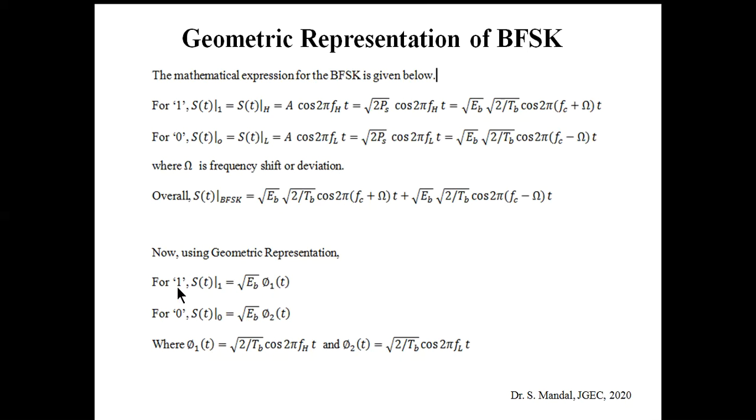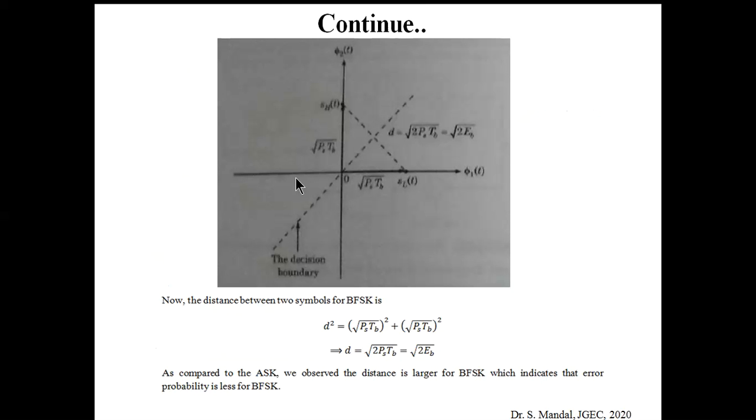And you can see that for 1, the corresponding energy is root over Eb, and for 0, the corresponding energy is also root over Eb, but it is with respect to phi 2t, whereas for 1 it is with respect to phi 1t. So in phi 1t, the first point for symbol 1 is at root over Eb or root over Ps into Tb, and this is for the corresponding 0.